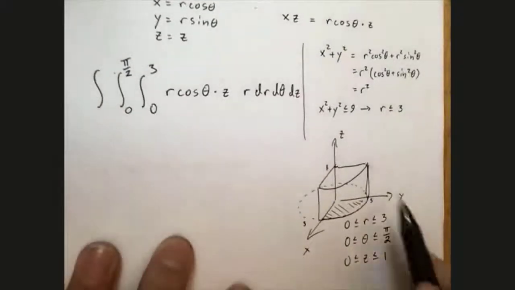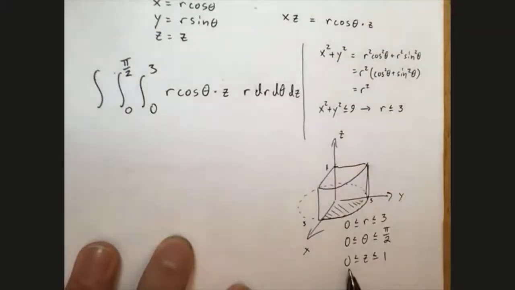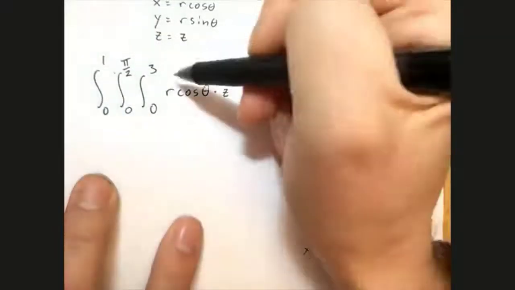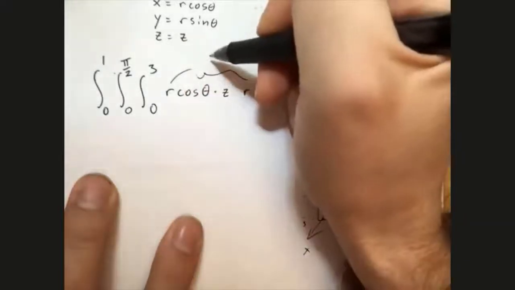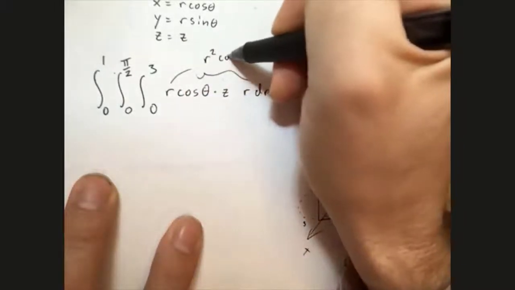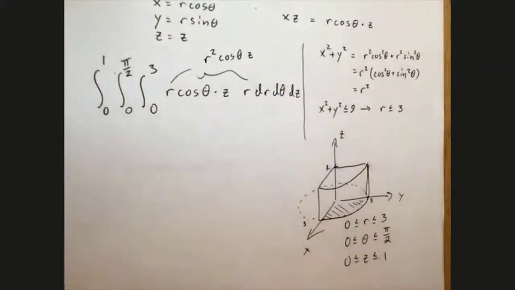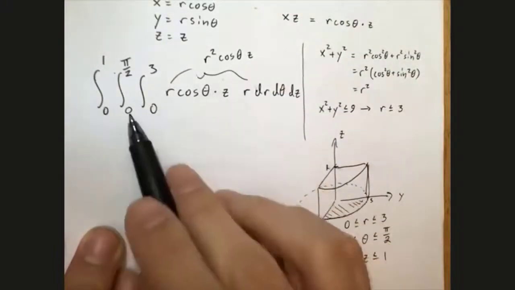The third integral is with respect to z. We said z went from 0 to 1. So there we are, 0 to 1. So that's what we've got. I could write this integrand here as r squared cosine theta z. So let's think about it that way, since we have two r's in there. So now we have to do this integral.